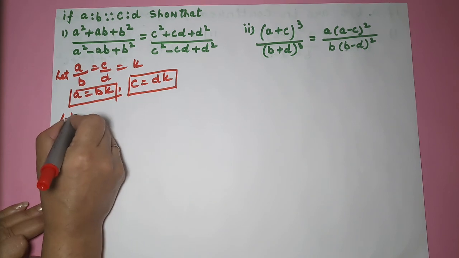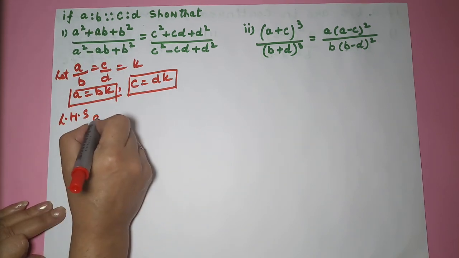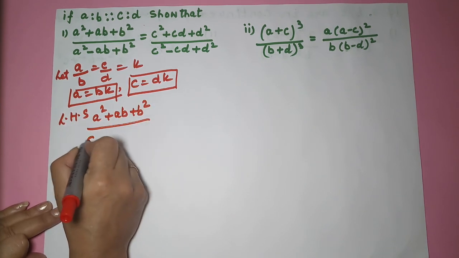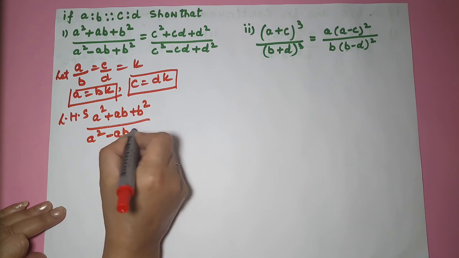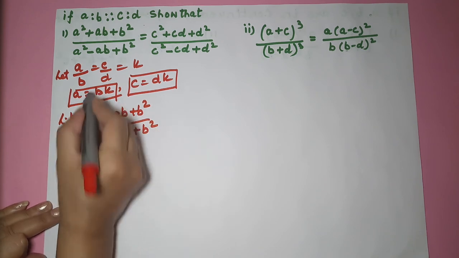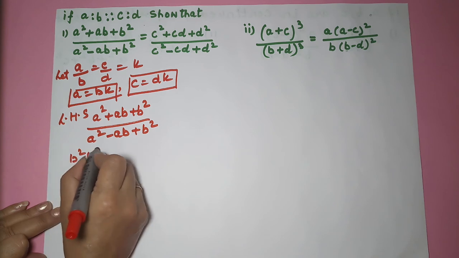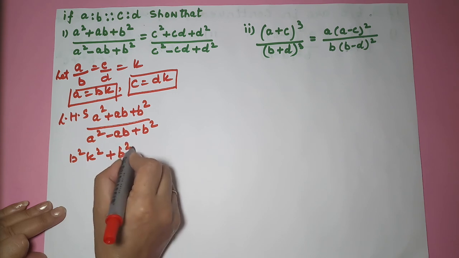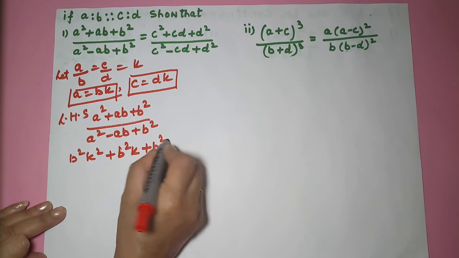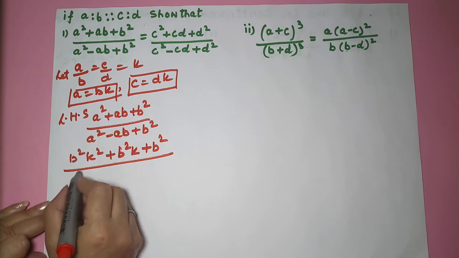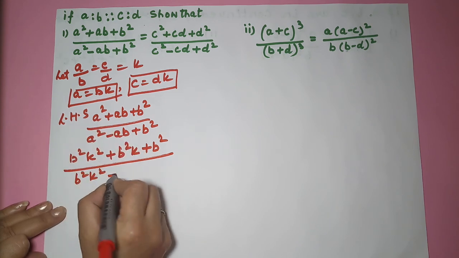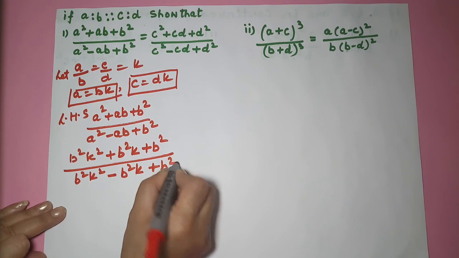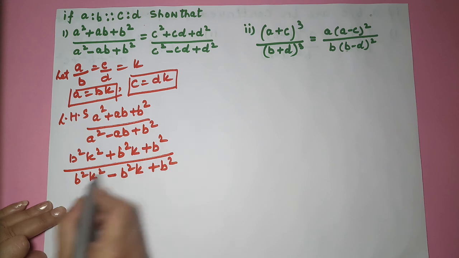So let's take the left hand side part. What is that? That is a² plus ab plus b² divided by a² minus ab plus b². So what is my a² now? It is b²k². What is my ab? bk into b becomes b²k plus b². I don't have to touch that. Okay, now let's replicate. A² I can write b²k², minus ab is b²k, plus b², right? Now look for something that you can take common.